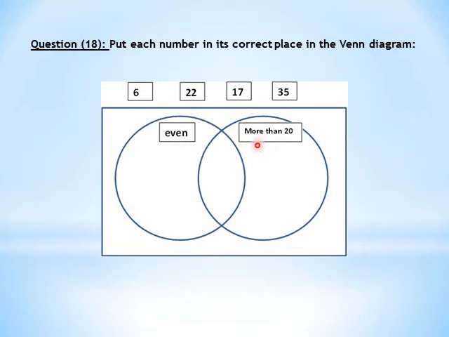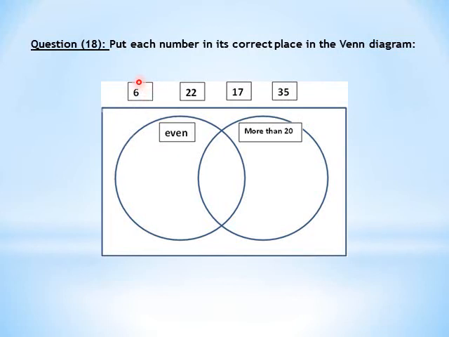What if I have a number that is not even and not more than 20? It's less than 20. It doesn't fit either here or here. Where shall I put it? I will put it outside the 2 circles, but still inside this big rectangle. So let's start with the numbers.